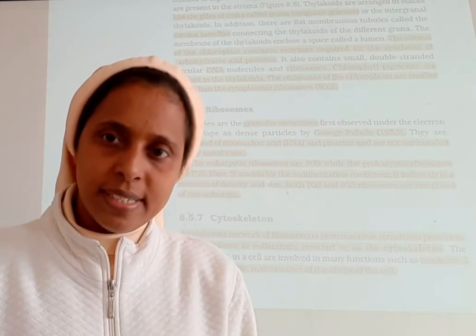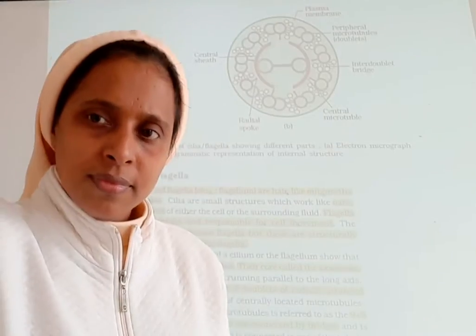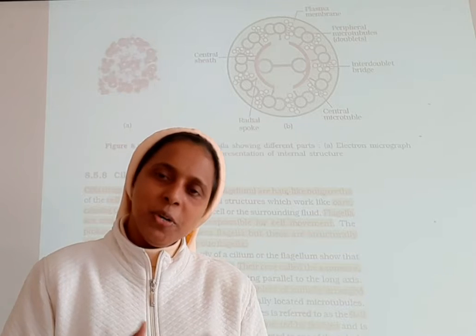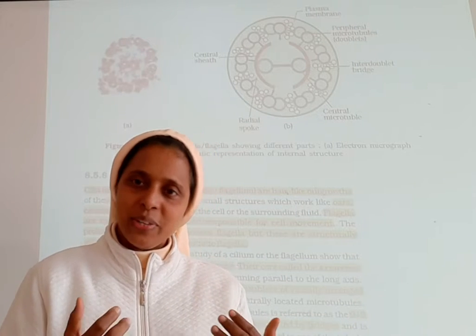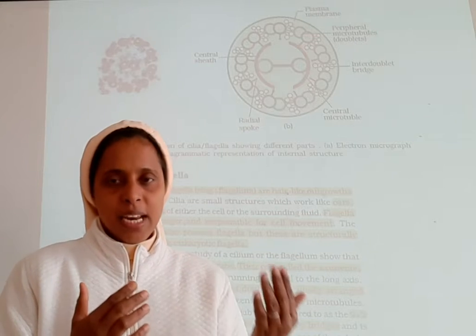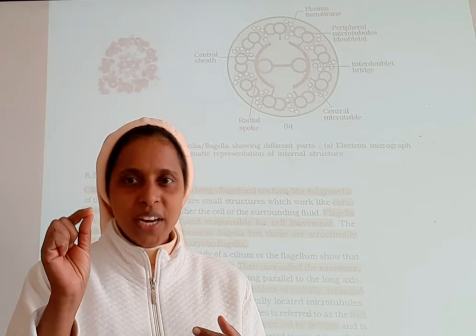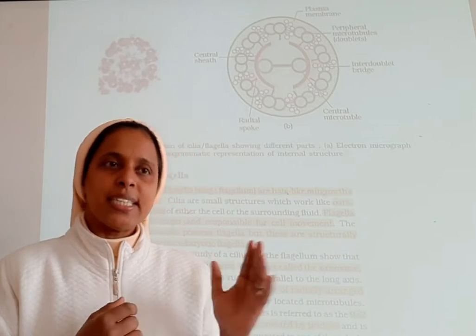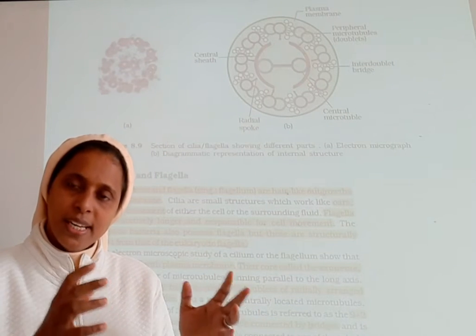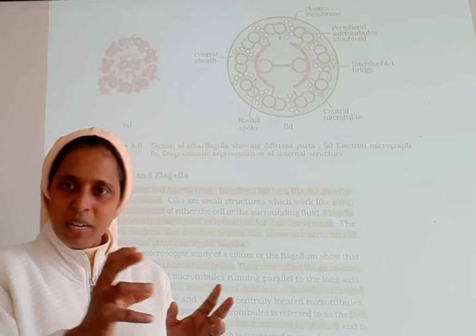Now moving towards cilia and flagella. A number of times we have learned about the cilia and flagella. What do you mean by cilia and flagella? We all know that they are hair-like, small, tiny outgrowths of the cell membrane, and it is due to cilia and flagella that movement occurs.